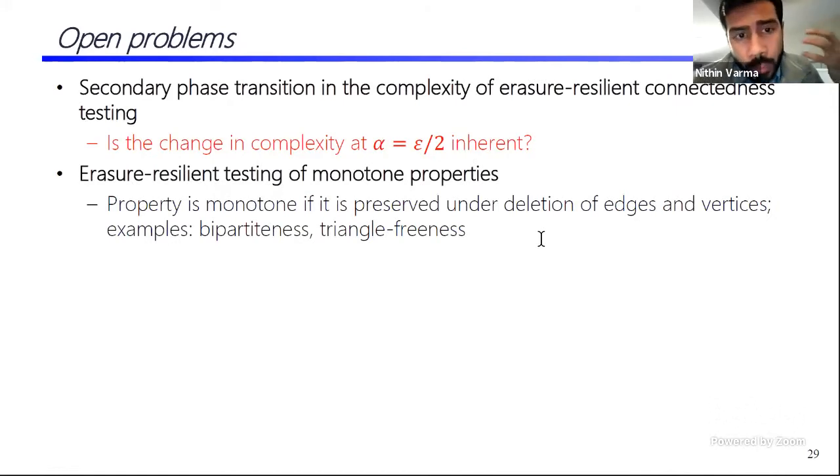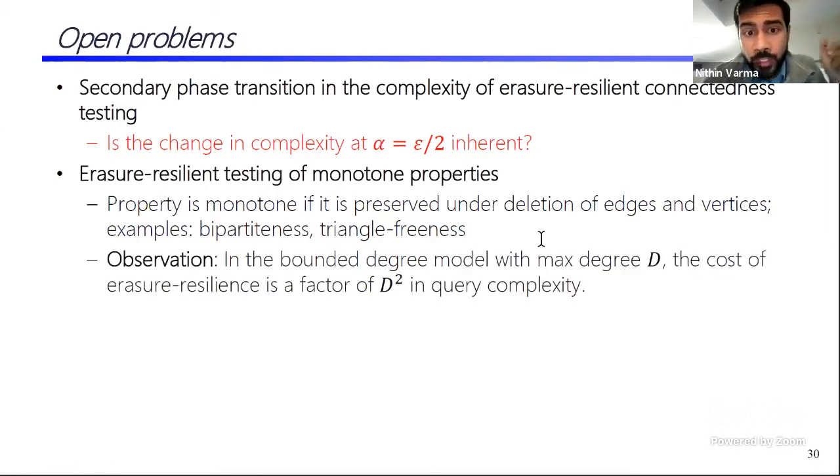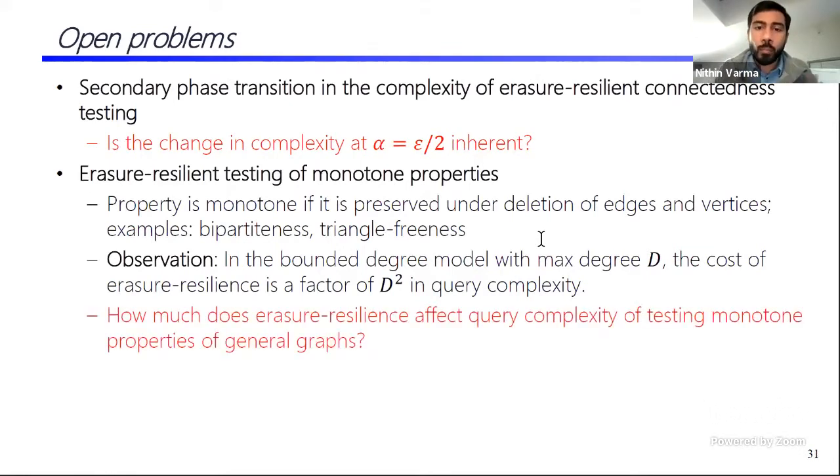Now, a graph property is monotone if it is preserved under deletion of edges and vertices. It's a large class of properties. We observe that if there is a bound d on the vertex degree, then one can obtain erasure resilience in this adjacency list model by paying only d squared in the query complexity. We ask, what is the cost of obtaining erasure resilience for testing monotone properties for general graphs, which is what we've been considering in this paper?